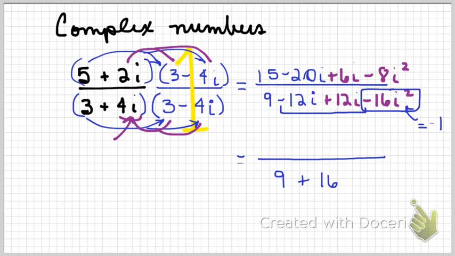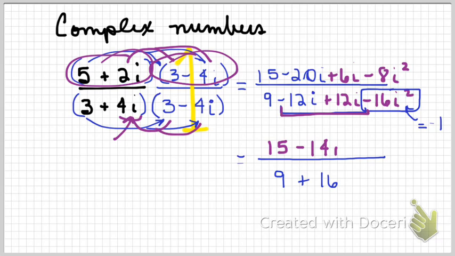The numerator, I don't get that canceling. These two things in the numerator are not conjugates, so I don't get canceling like I had in the denominator. I get negative 20i and 6i, it's negative 14i, and there's that i squared, it's negative 1 again, so I get a plus 8 there, negative 8 times negative 1.